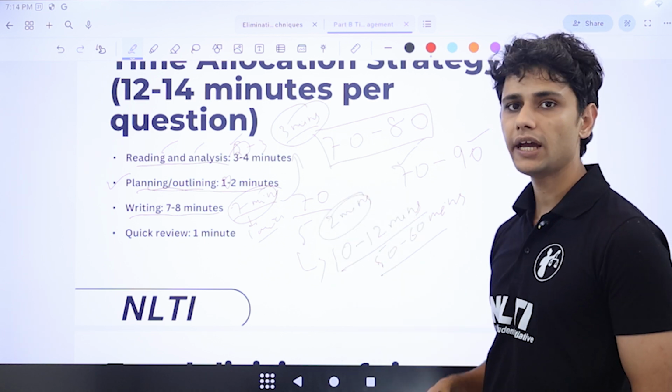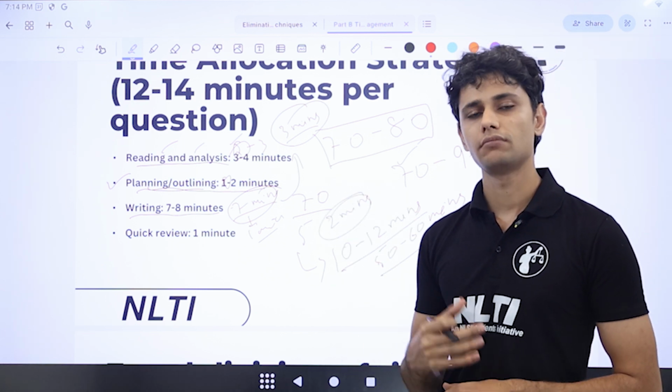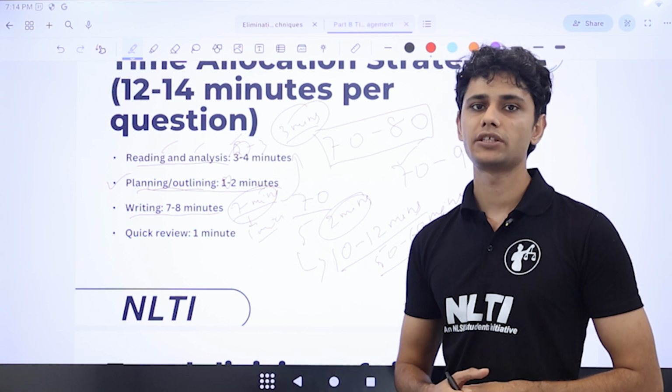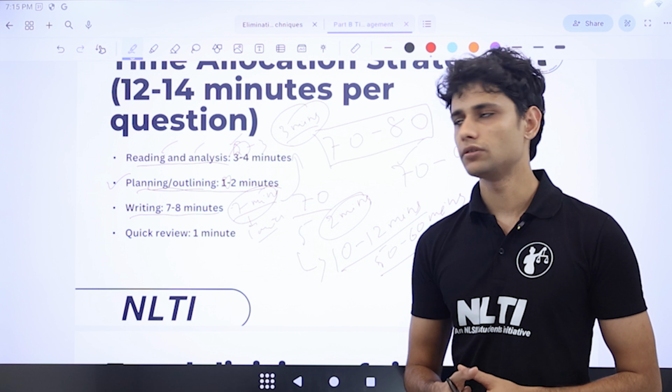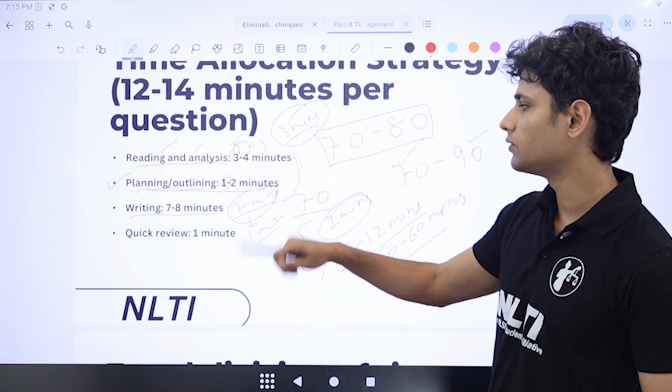So that will be your buffer time which you can take to allocate some extra time in case it's a difficult question or in case it's a question which requires more attention. So that's why this is how our time division will look like.